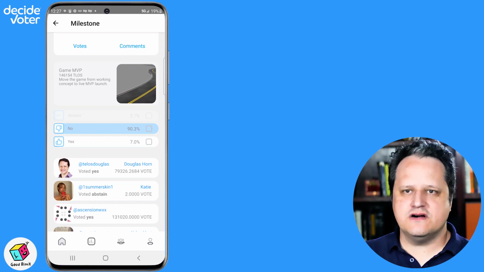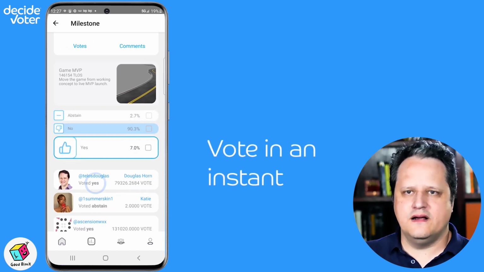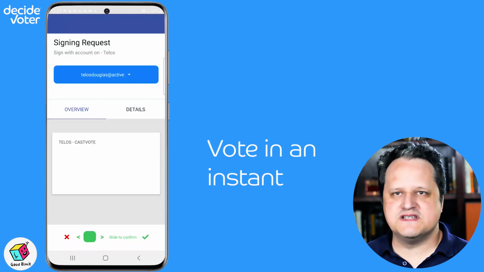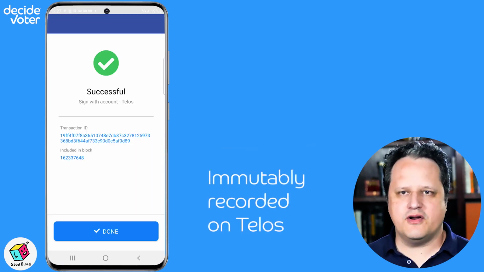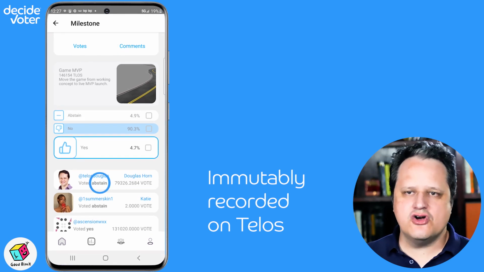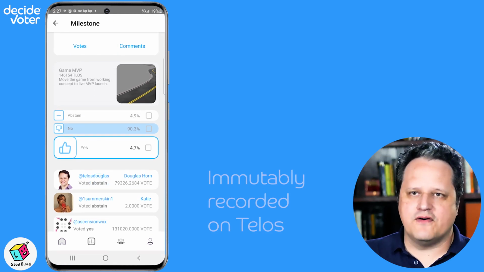All right, let's look at the votes here. So I voted yes, but I'm going to change my vote. I am signing with Anchor because, again, we don't use your keys. These are all trusted third-party key managers. And look, so quick you can't even notice it. I went from yes to abstain.